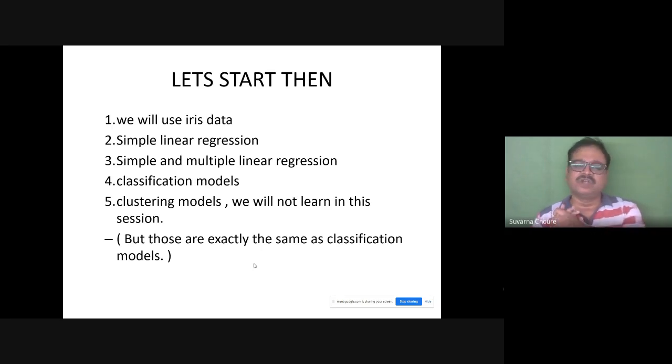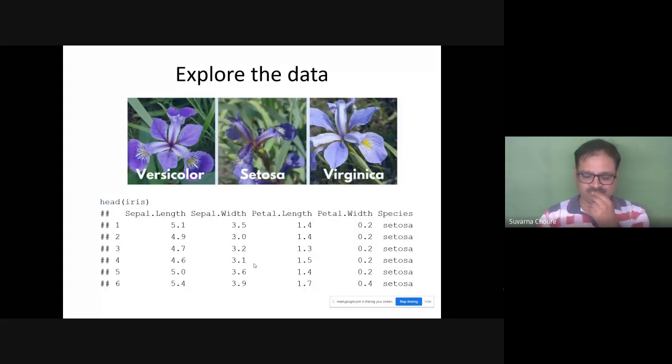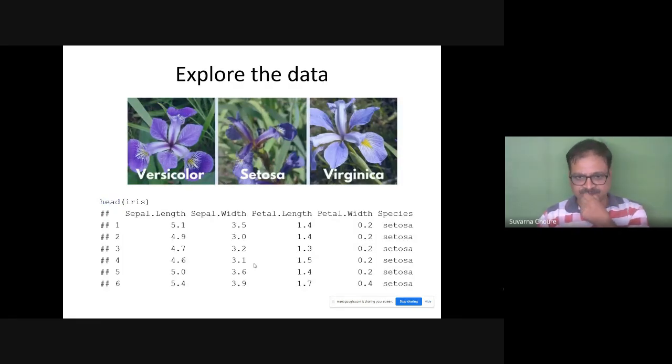Then classification models are there. Then clustering models are there, but clustering models we will not learn in this session. And those are exactly the same as classification models. And many times Titanic data is used for that clustering. Titanic data. And here we are going to use iris data. And this is iris.